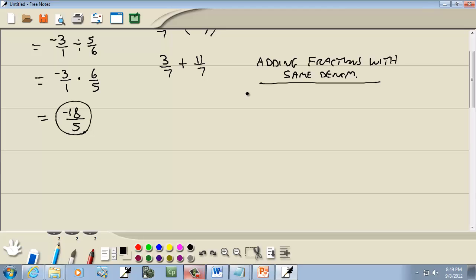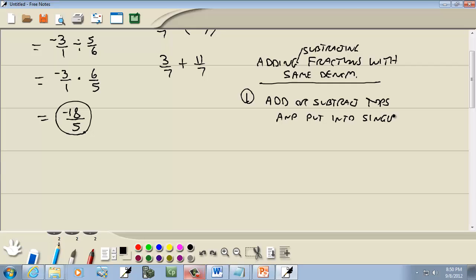If you got the same denominator, let me put adding, subtracting fractions with the same denominator. Our first step is to either add or subtract the tops, the numerators, and put it into a single fraction. Okay, so these have the same denominator. So I'm going to add top parts. So we got 3 plus 11. So that gives us 14 over 7.